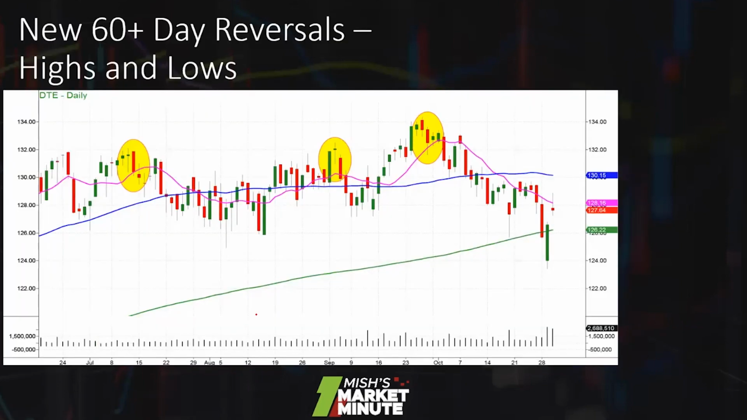So I just want to show you a series of 60+ day reversals, highs and lows. So you can see here, here's one series where you had a new 60+ day high, and then boom, you had the brick wall top, and that was good for a move down from, let's say, 132 down to 126. Here it happened again. You had a new 60+ day high reversal pattern. This was a good one day, and you had a move down.